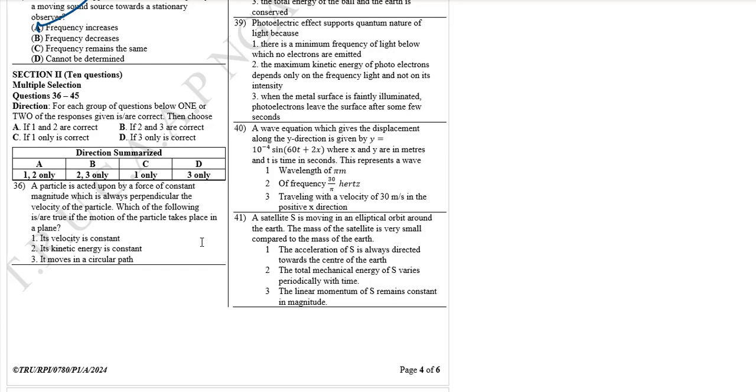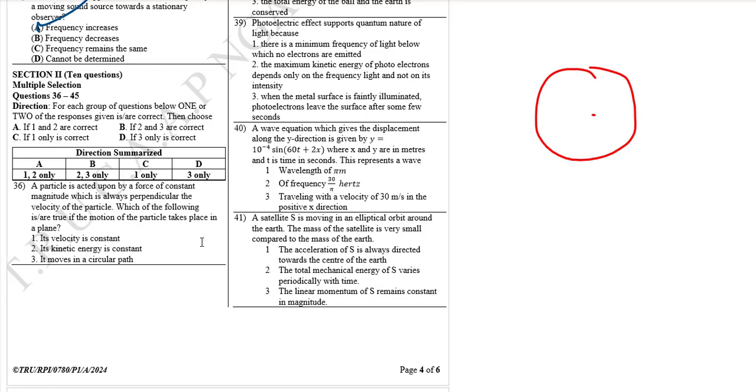Question number 36. A particle is acted upon by a force of constant magnitude, which is always perpendicular to the velocity of the particle. Which of the following is or are true if the motion of the particle takes place in a plane? 1. Its velocity is constant. 2. Its kinetic energy is constant. 3. It moves in a circular path. Now, what does this statement describe? That actually describes a body which is moving in a circular path.